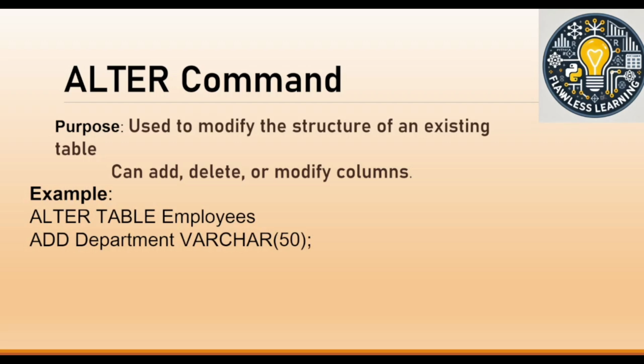Let's give an example. Suppose in the previous slide we took the example of the employees table, with columns employee id, name, age, and salary. Now if you want to add a department column to it, how can you add that column? Using the alter command, we write alter table, then the table name, which is employee, then add department, and its data type, which is varchar.